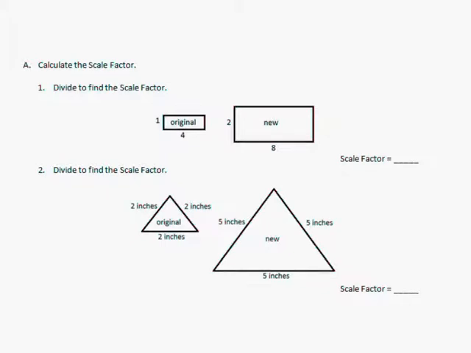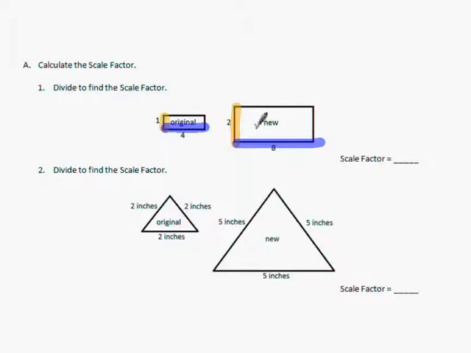So, calculate the scale factor. Number 1, divide to find the scale factor. So first we have to figure out what our corresponding sides are. Remember, corresponding means it's in the same part of the shape. So this side with a 1 is corresponding to the side with a 2. The side with the 4 is corresponding to the side with the 8. So, let's set up our division. We can choose either one.